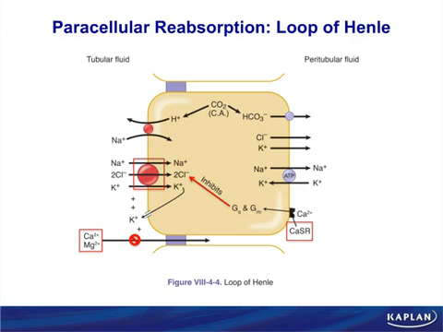That leads to a low urine calcium. Hence, familial hypocalciuric hypercalcemia. Low urine calcium, high serum calcium. You have lost the ability to inhibit paracellular reabsorption. You continue to reabsorb calcium, leading to low urine calcium levels.